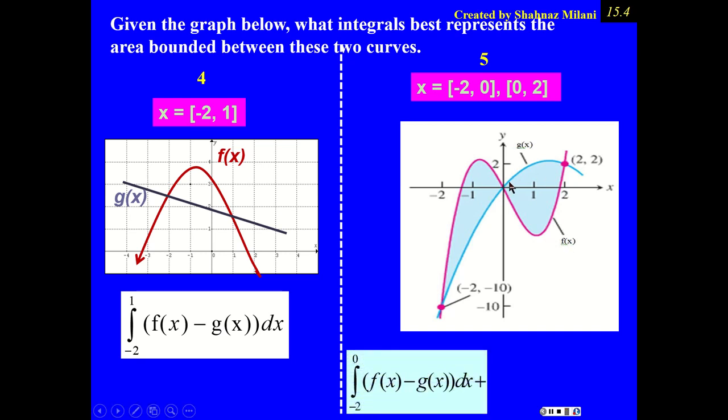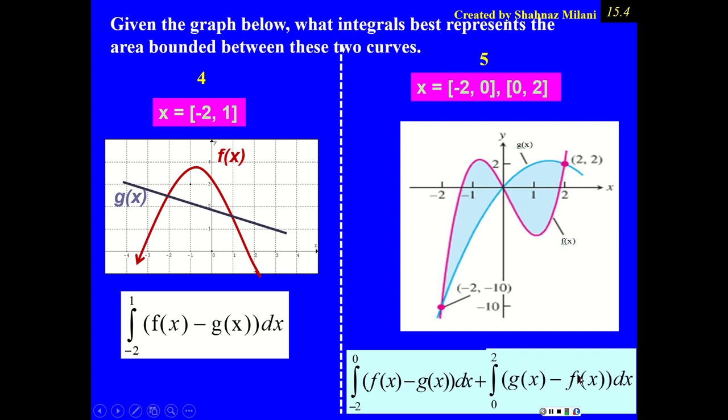Now, between 0 and 2, pick a number. I'm going to choose 1. When x is 1, my g of x value is approximately 2. My f of x value is approximately here, which I can say is minus 5. 2 is larger than minus 5. That means for my second area, g of x is going to be larger, minus f of x.